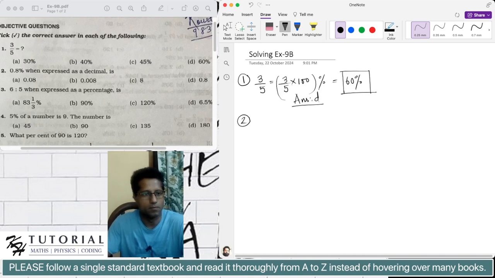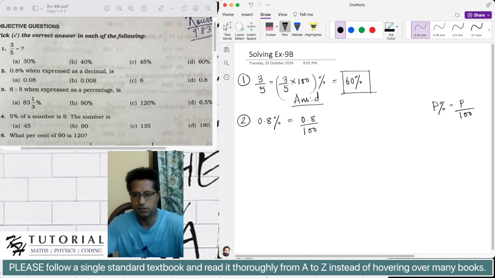Let's do problem number 2. 0.8 percentage when expressed as a decimal is, okay, so we have to express 0.8 percentage as a decimal. So first we convert the percentage as a fraction. So any percentage, p percentage, we know that p percentage as a fraction is equal to p by 100. So 0.8 percentage is equal to 0.8 by 100 as a fraction.